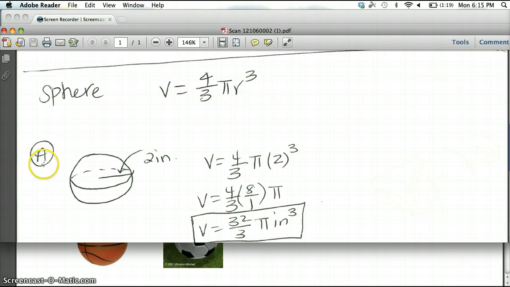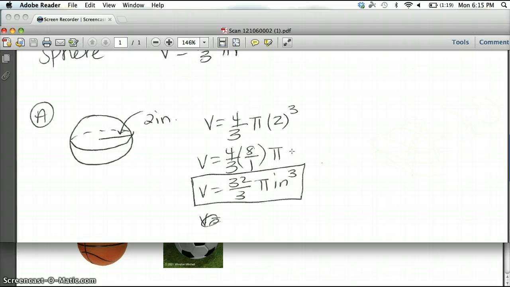So let's look at example A. Our radius is 2. So our volume is 4/3 pi times radius cubed, and that's 2 cubed. So 2 times 2 is 4 times 2 is 8. So our volume is 4/3 times 8 over 1. So 8 times 4 is 32 divided by 3 pi inches cubed. 3 doesn't go into 32, and it's already simplified, so you're going to have to leave it as volume is 32 over 3 pi inches cubed.